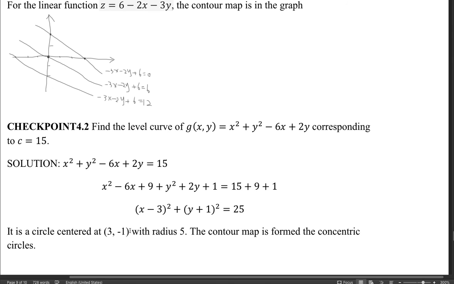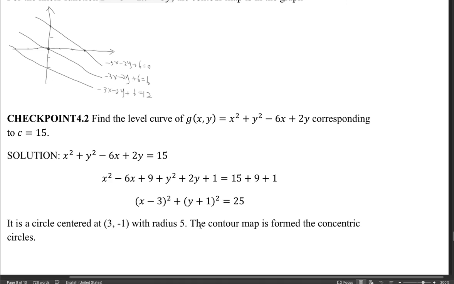So the level curve here with constant equal to 15 is a circle centered at (3, -1) with radius 5. And if you think about the contour map, it will be a bunch of circles centered at the same point, concentric circles, certainly with different radii.